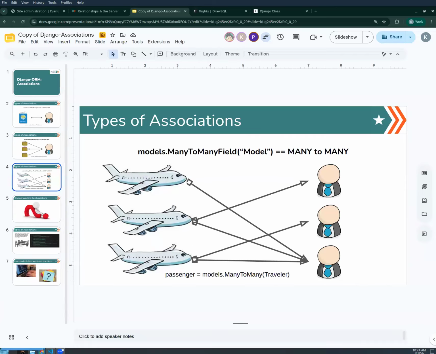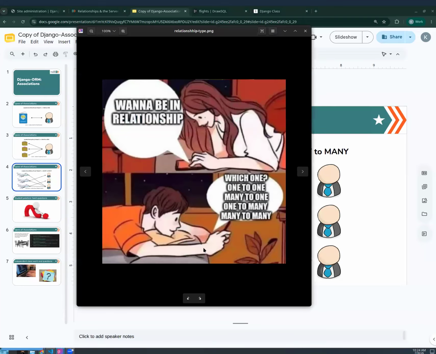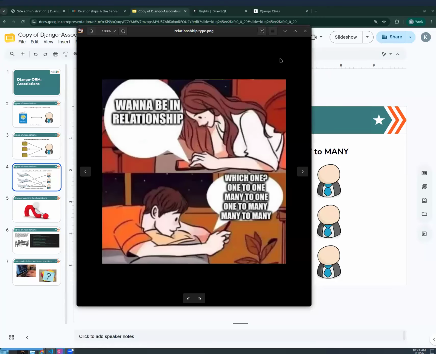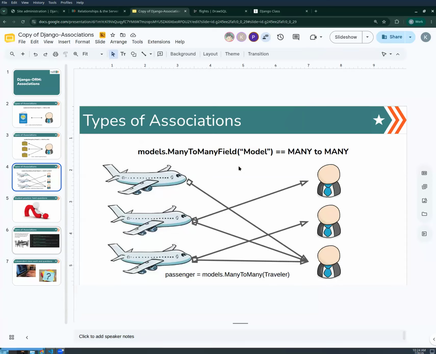All right. So, what kind of relationship do you want to be in, right? Which one? 1-to-1, many-to-many, one-to-many? Many-to-one and one-to-many are just inverses of each other, right? But there you go. So what kind of relationship do you want to be in? That's what we're going to be asking our tables today.